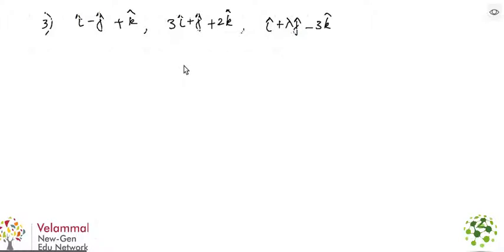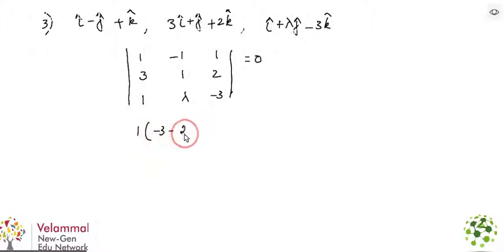Suppose if they had given points, you would be calculating the vectors. So these are the vectors, and these vectors are coplanar. What is the meaning? You need to find the value of lambda. The scalar triple product of these 3 vectors is equal to 0. Again, it is a very simple question, and you are very well versed in determinants. You can complete the calculations.